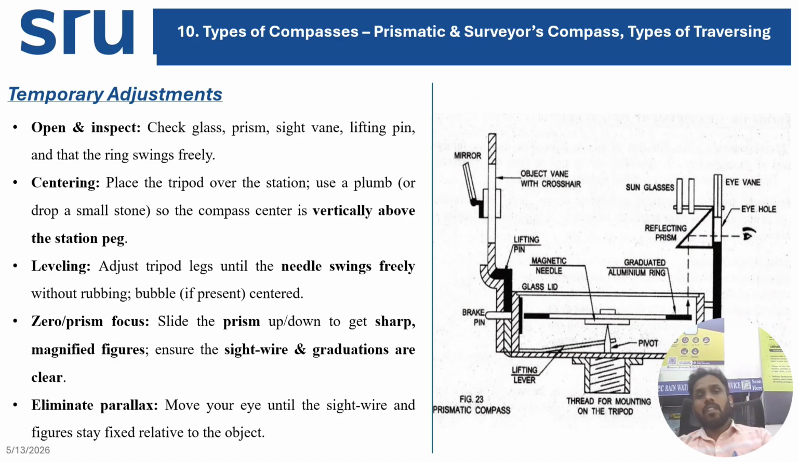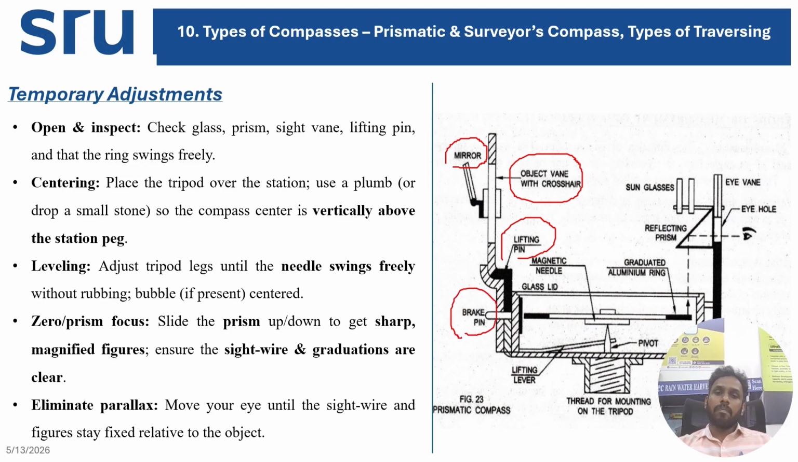Now, for the temporary adjustment before using your compass, you can see here. This is your mirror. I will go through the parts now. This is your object vane with a crosshair where you are going to focus your station. Then this is the lifting pin to lift your object vane upright. This is your braking pin, which holds and stops your suspended needle.